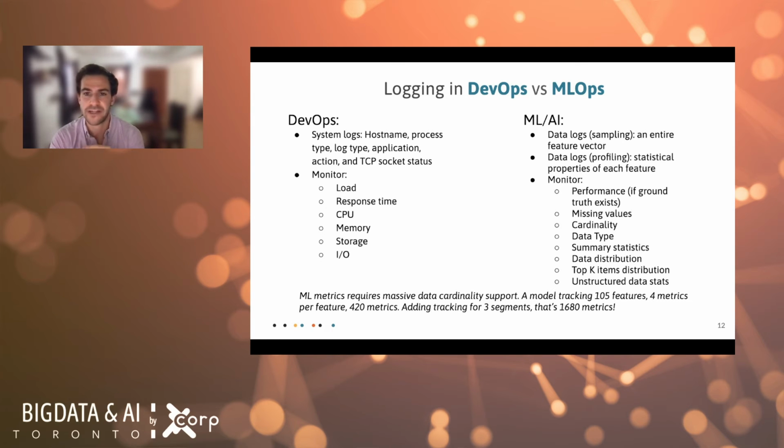Which requires taking an entire feature vector and subsampling the population of data that's being fed into the model and subsampling the predictions that are being emitted by it because it's ungainly to deal with the entire data set.